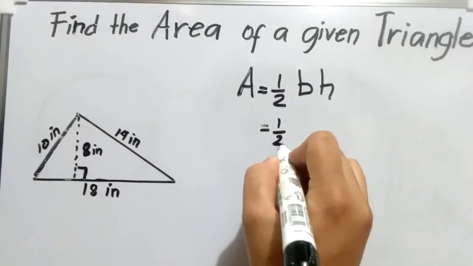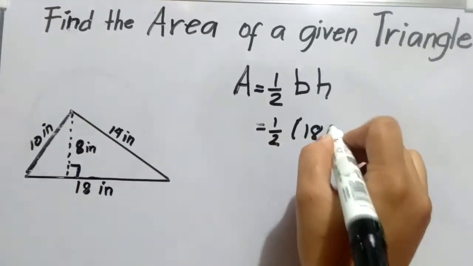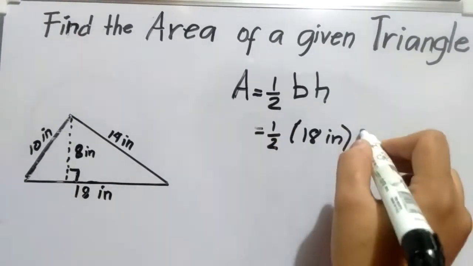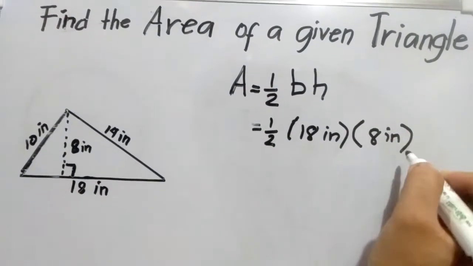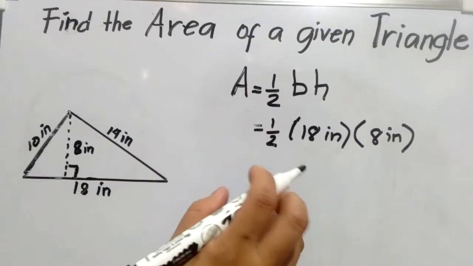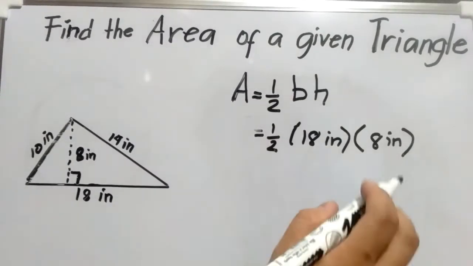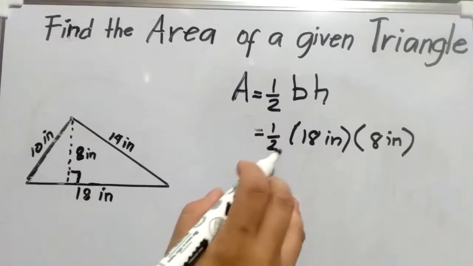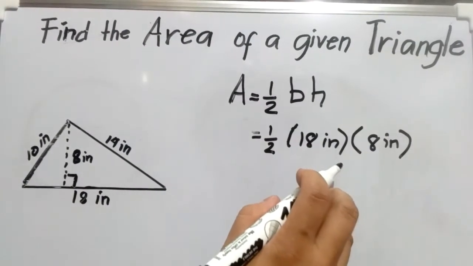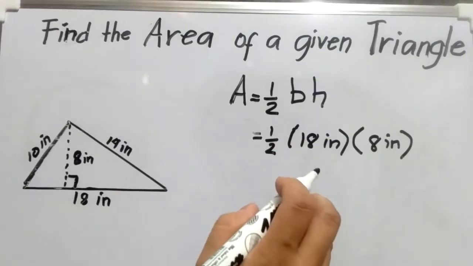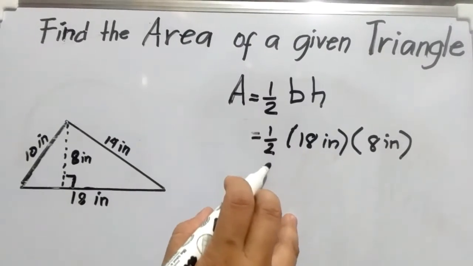1/2 times 18 inches times 8 inches. Simplifying from here, it is important to understand that we can multiply these numbers in any order we want. For example, we can multiply 1/2 by 18, then multiply by 8 inches, or we can multiply 18 inches by 8 inches, then multiply by 1/2.